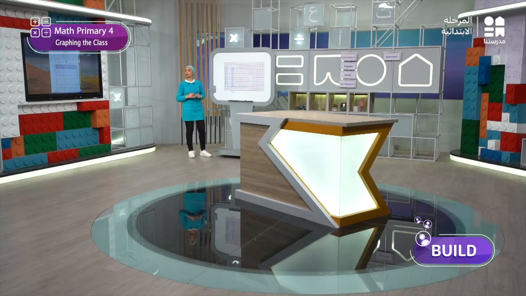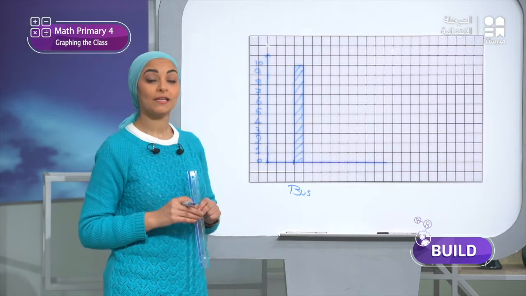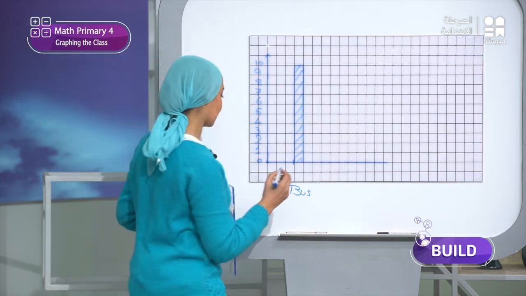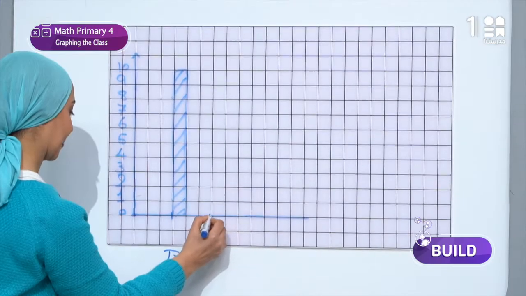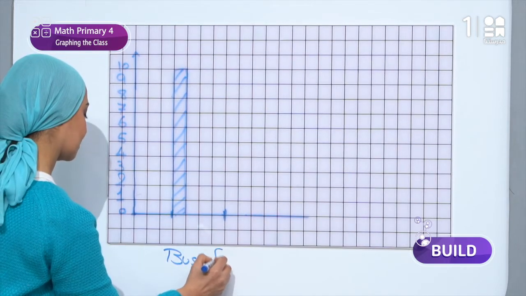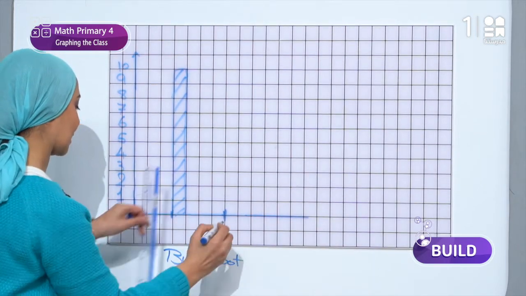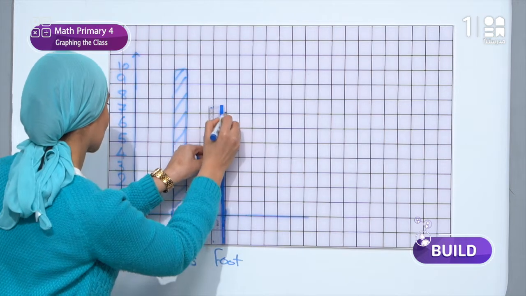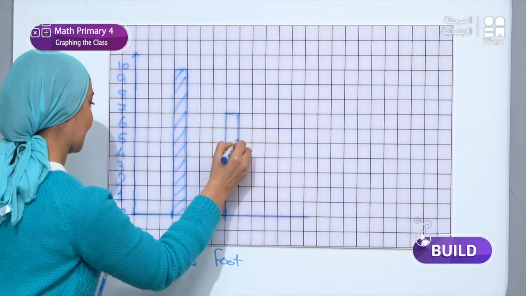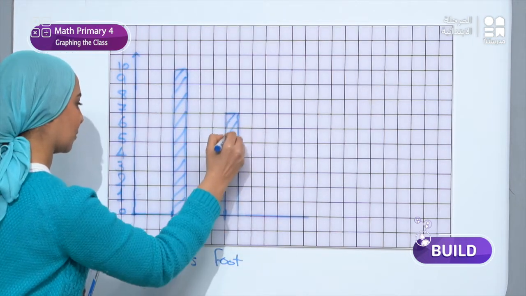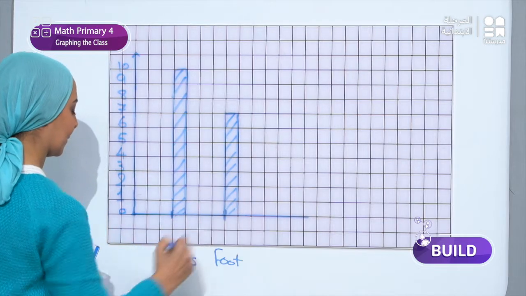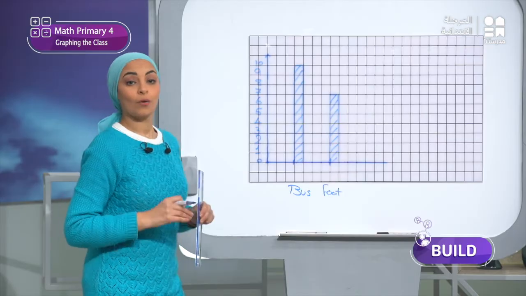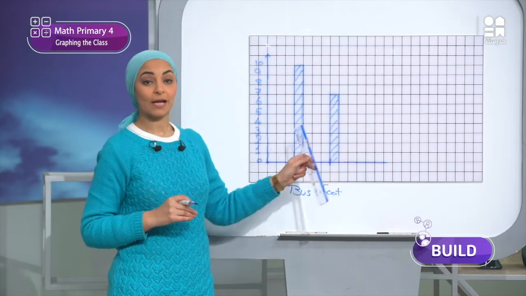The number of students who go to school on foot is 7. So I will write here foot and I will go to 7 and stop at 7. Here is the second bar I have. And then we will draw a bar that stopped at 7 as you see here.